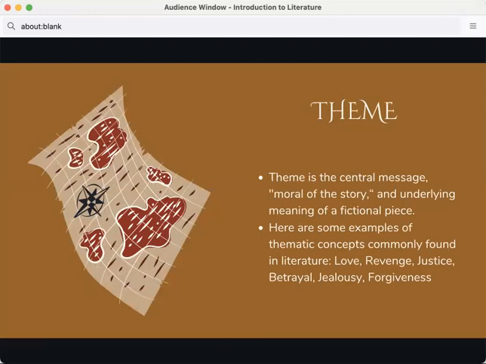If the plot refers to what happened in a story, the theme deals with what these events mean. The theme is actually the big ideas that are explored in a work of literature. These are most often universal ideas that transcend the limits of culture, ethnicity, or language. The theme is the deeper meaning behind the events of the story. And importantly, the theme of a piece of literature is not to be confused with its subject.